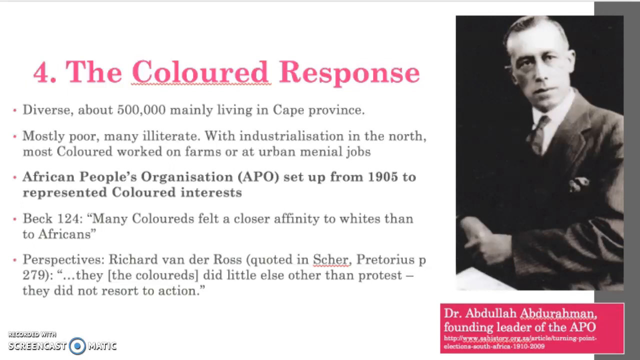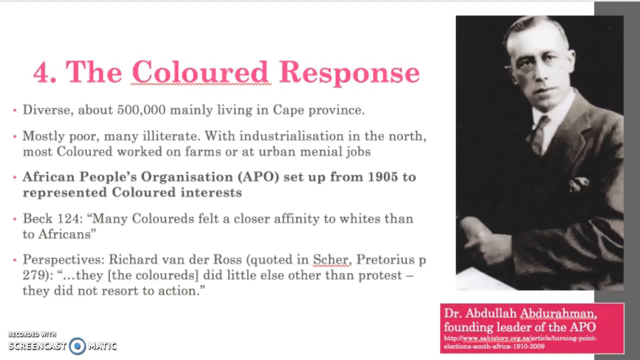Most coloureds worked on farms or urban menial jobs, and they're represented by the African People's Organisation that's set up in 1905, and you can see their leader there, Dr. Abdullah Abdurahman, who's a pretty charismatic figure and really takes the APO further on.